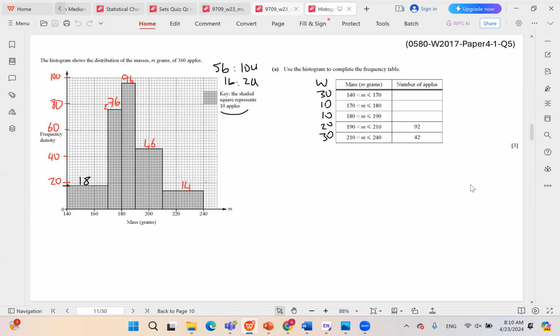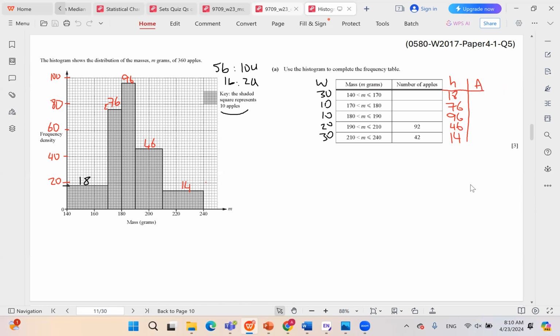Now that we have the heights, we can just write them down next to the table. So the height here will be 18, 76, 96, 46, and 14. And then we can get our version of the area by multiplying the width by height.